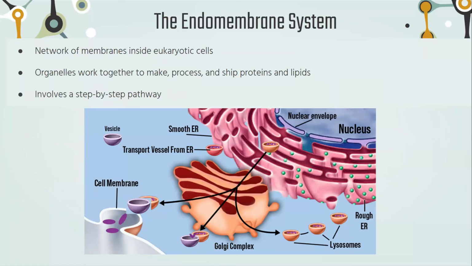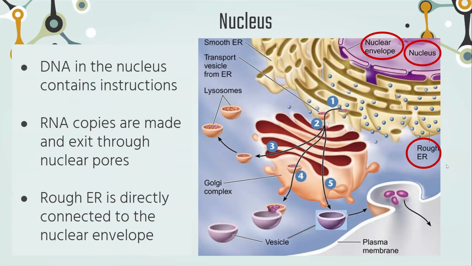These are organelles that work together to make, process, and ship proteins and lipids throughout the cell, and it normally involves a step-by-step pathway. It starts with the nucleus, and the nucleus contains DNA that contains all the instructions that the cell needs to transport these materials or make materials such as proteins and lipids.